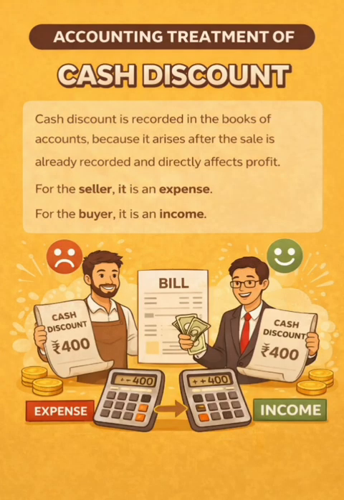Accounting treatment of cash discount. Cash discount is recorded in the books of accounts because it arises after the sale is already recorded and directly affects profit. For the seller, it is an expense. For the buyer, it is an income.